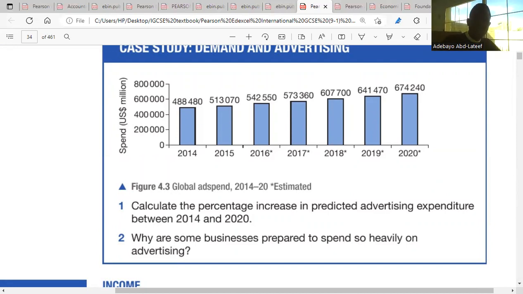So the estimated global ad spend would be a 38% increase from 2014 to 2020. Is it clear? All right. Do you understand that, please? Yeah. Okay, so it's 38%.